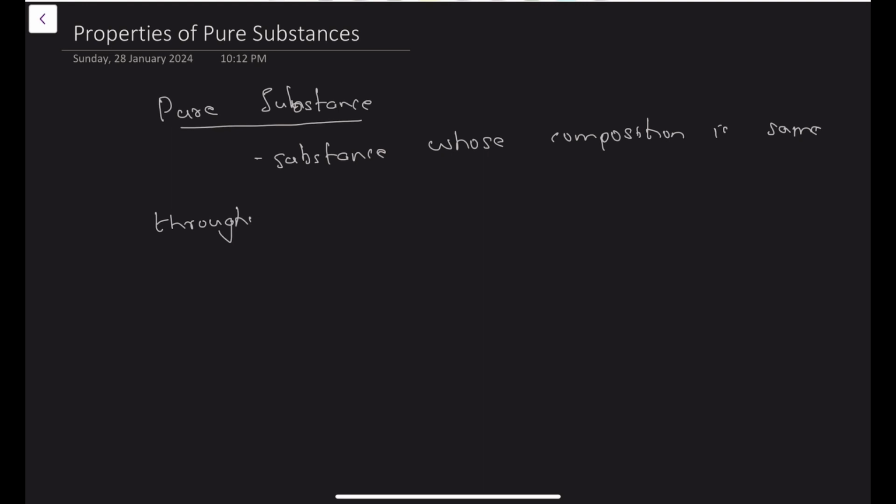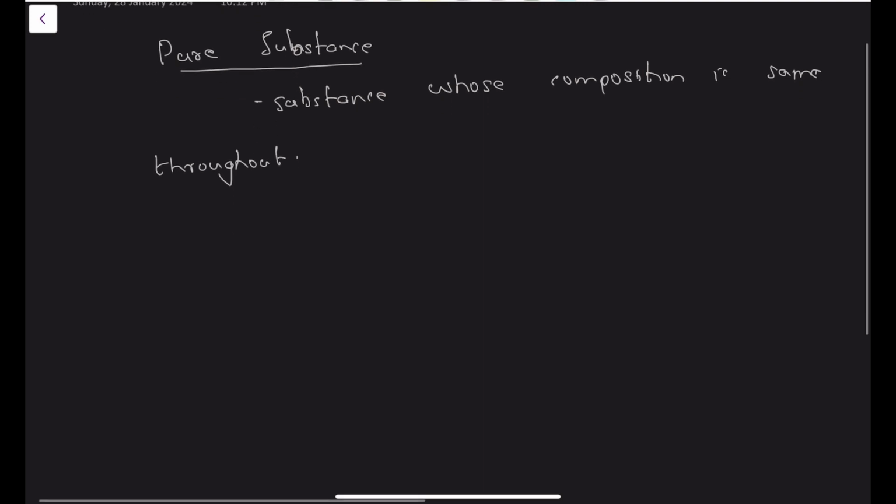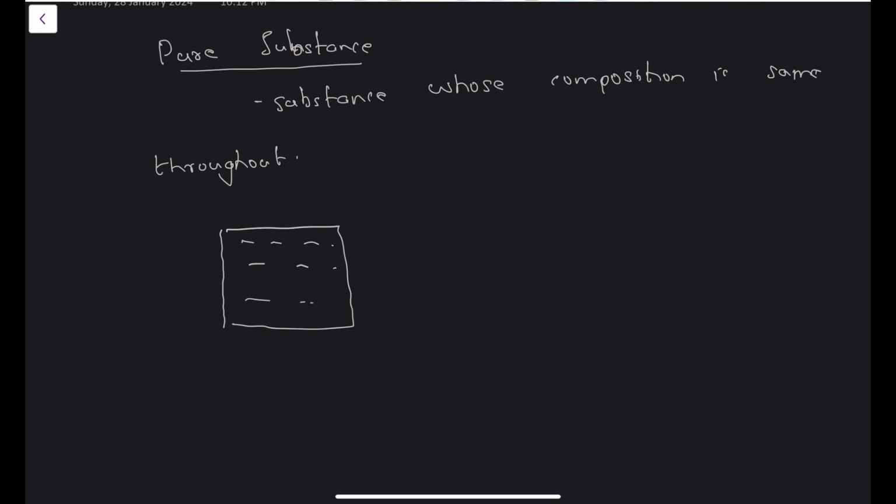Let us look at some examples. For example, if you take liquid water, that is H2O, this is a pure substance. If you take any region, it will have the same composition. Whatever region you take, the composition will remain the same.